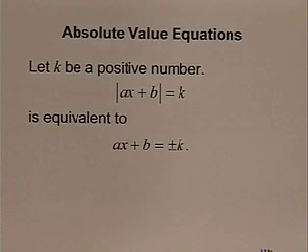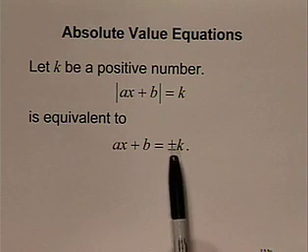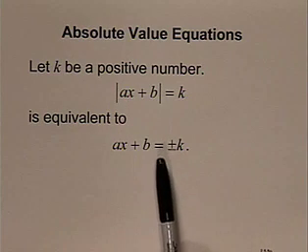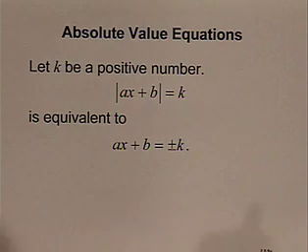And if we let k be a positive number, then we have the absolute value of ax plus b equal k. And this is equivalent to ax plus b equals plus or minus k. So sometimes we talk about being able to remove the absolute value bars by considering plus or minus k. And we can use this idea to solve equations that involve absolute values, as in this next example.